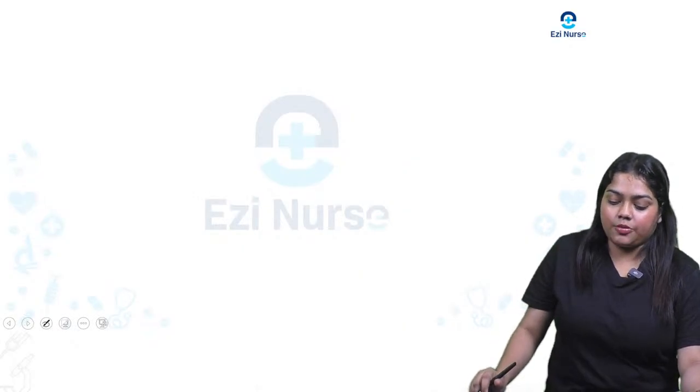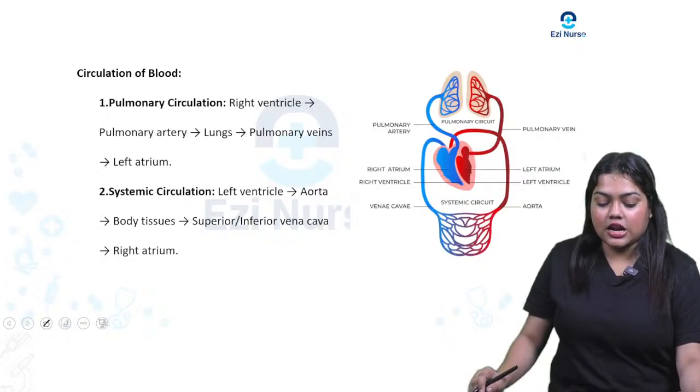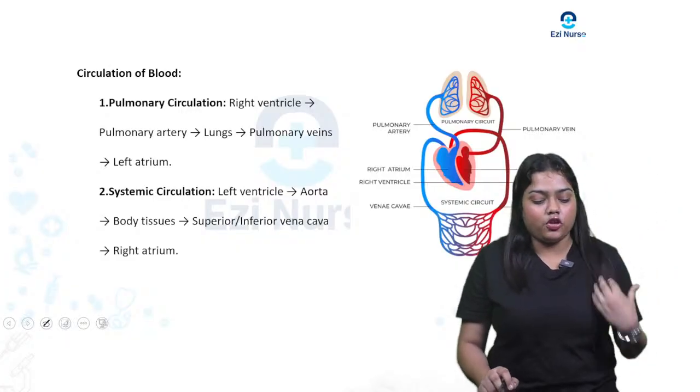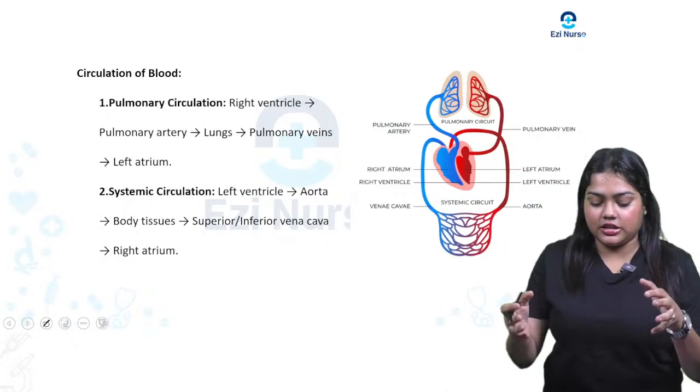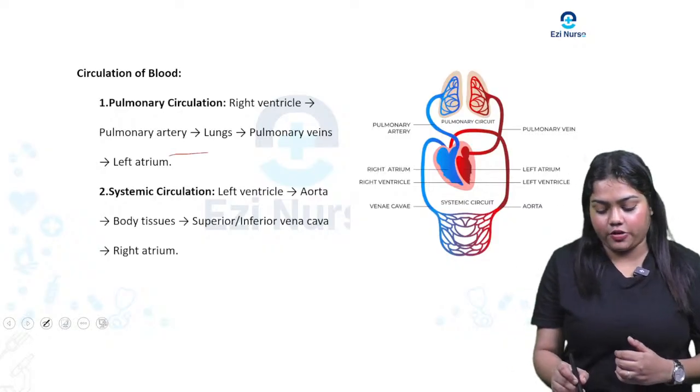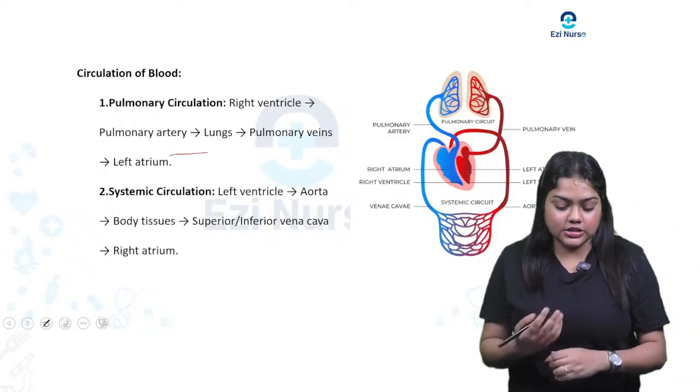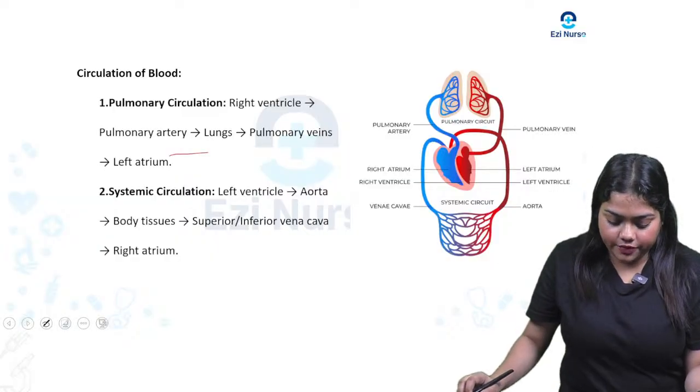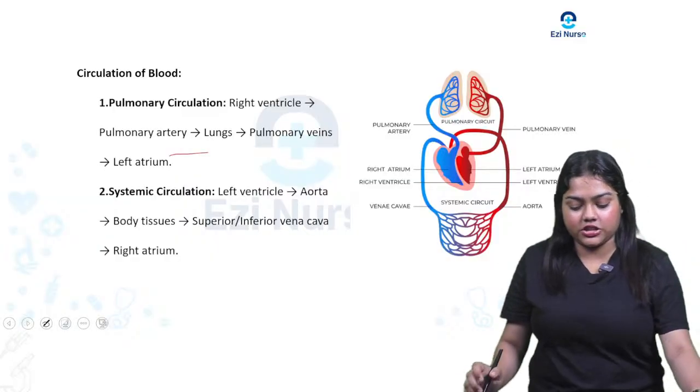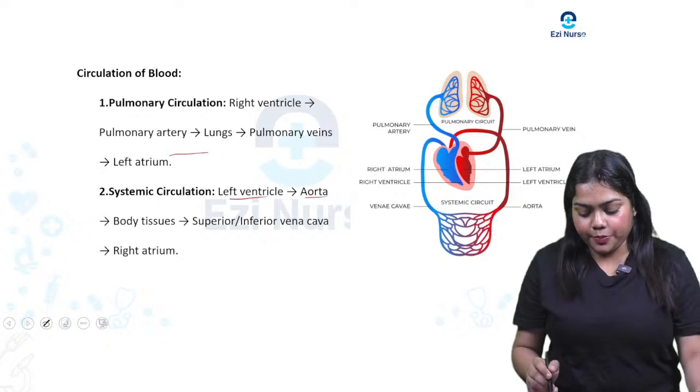Okay, so this is about the cardiovascular system. Come to the circulation of blood. As I've already told, in the pulmonary circulation, the right ventricle will send blood to the pulmonary artery. From that it will travel through the lungs, then through the pulmonary veins to the left atrium. In the systemic circulation, from the left ventricle there will be the aorta.